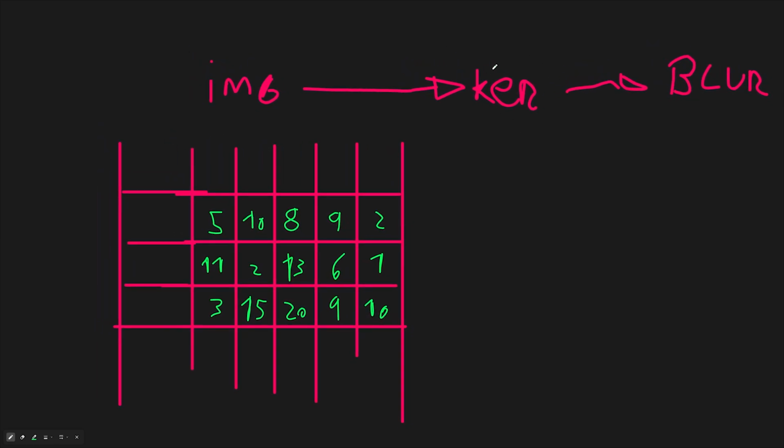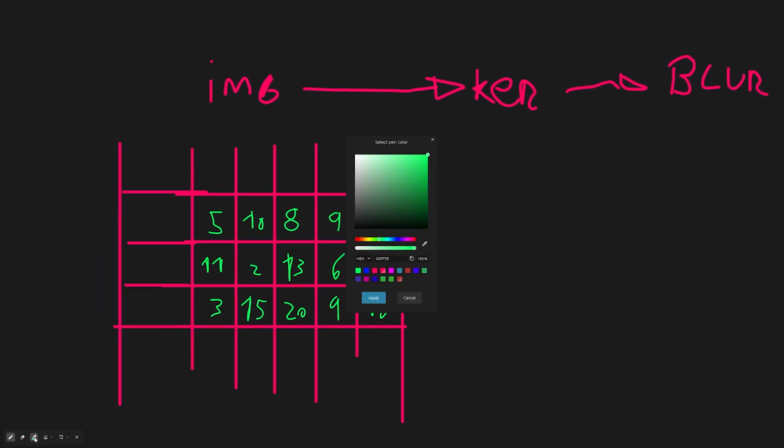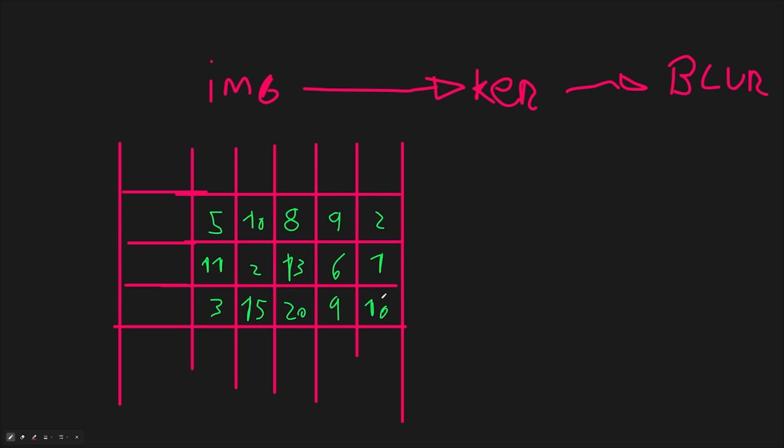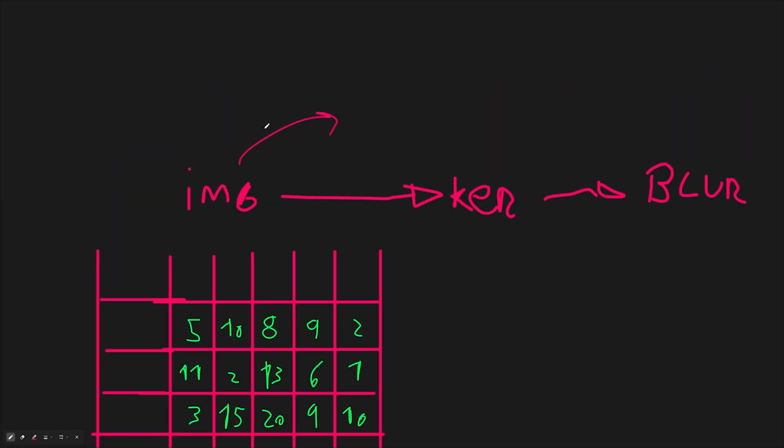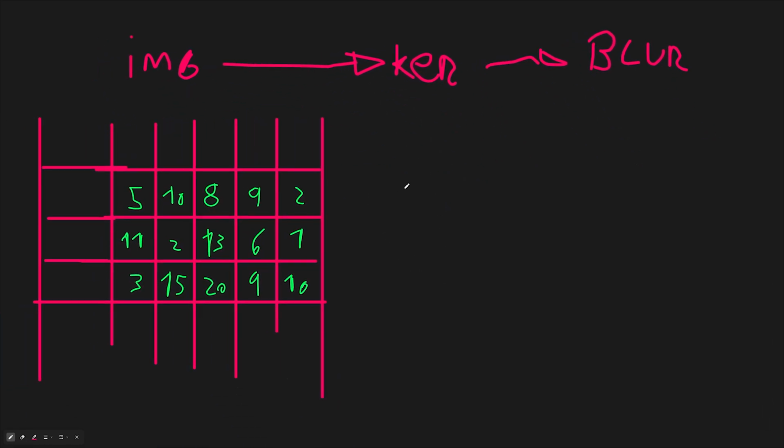Now, what is our kernel going to do? Our kernel also has a grid. It also has a matrix, and this matrix needs to be smaller than the matrix of our image. That means that this one should be bigger than this one. Always. It always has to be like that. I don't know the technical reason for that, but that's how I learned it.